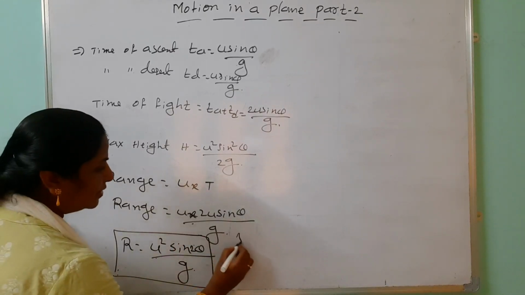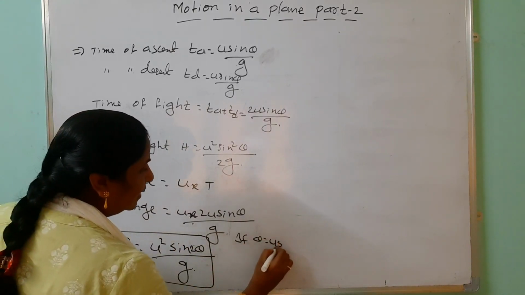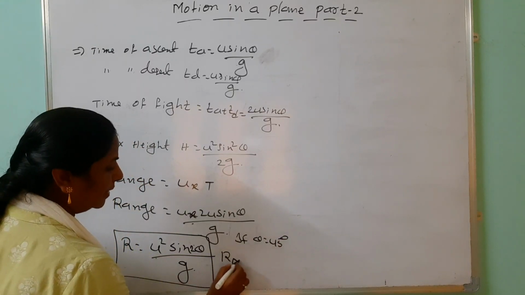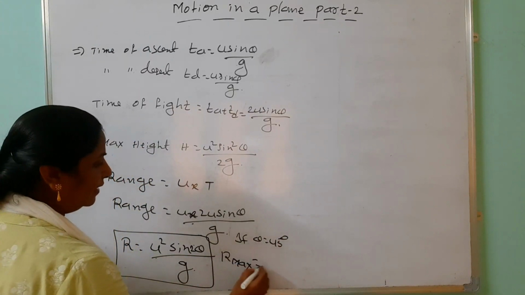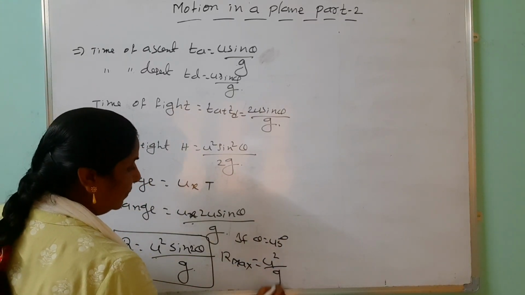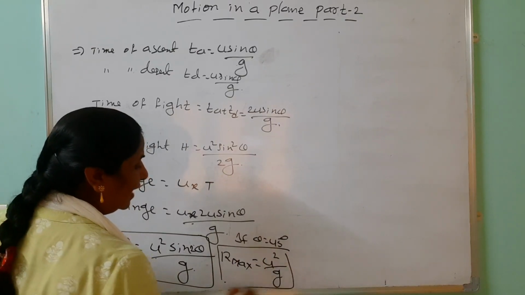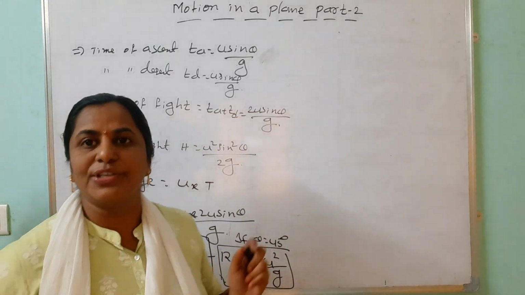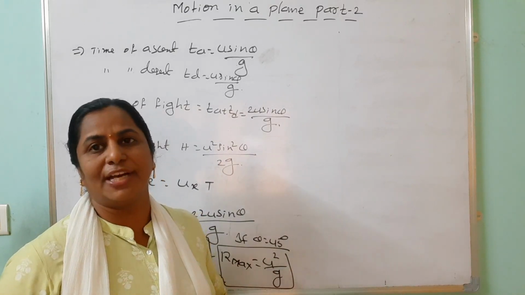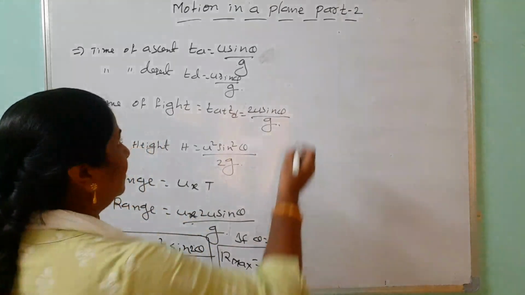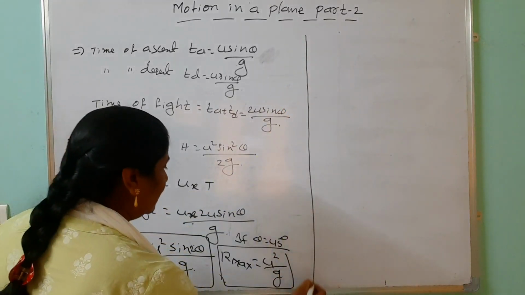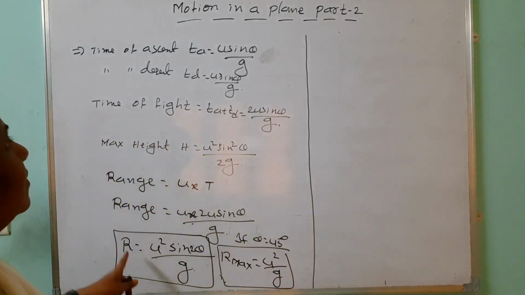If theta equals 45 degrees, R maximum is how much? Sin 90 is 1, so you get u square by g. Whenever they say maximum range without mentioning the angle, we should take it as 45 degrees. These are the formulas we are going to remember.